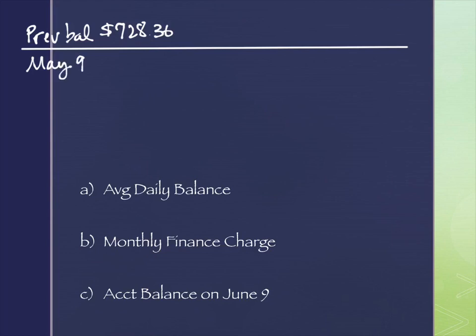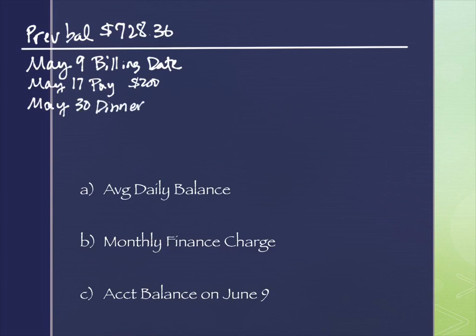And then we have some items below that are on my previous slide, but not in a kind of a grid form. On May 9th, we have our billing date. All right, that's when the billing closes. On May 17th, we pay $200. On May 30th, we charge for dinner $46.11. And then on June 3rd, we cross over the month, right? June 3rd, we have theater tickets, and those are $64.50.